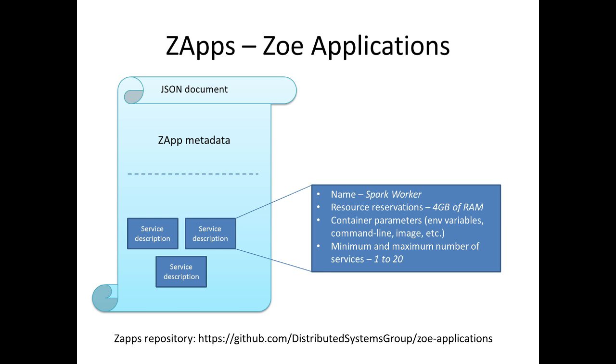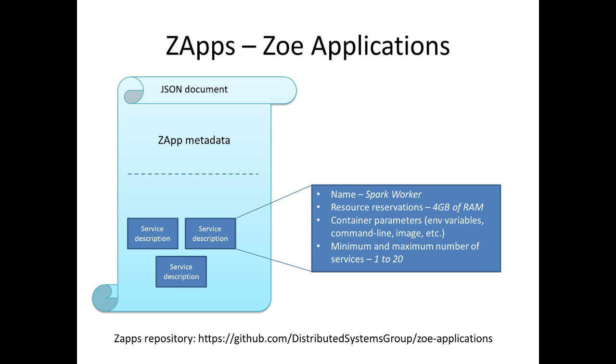First, we need to introduce application descriptions. Zoe is completely independent from the services that compose a particular application. Zoe works with application descriptions that contain all the information needed to start containers with the processes the user needs. In our case, Jupyter, the Spark master, and a few Spark slaves.